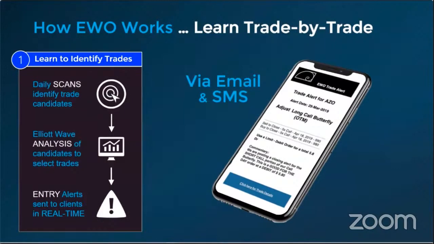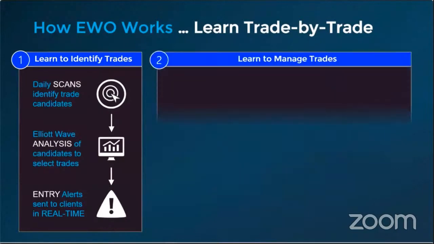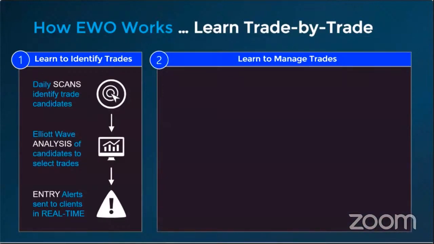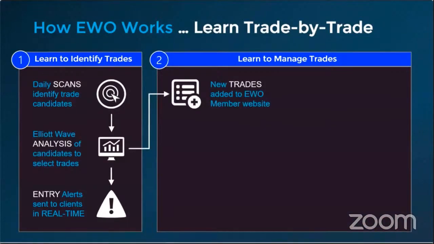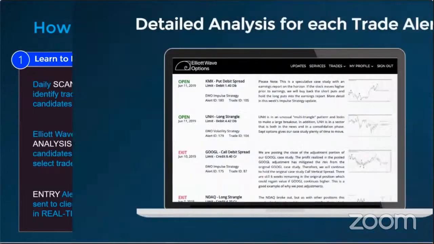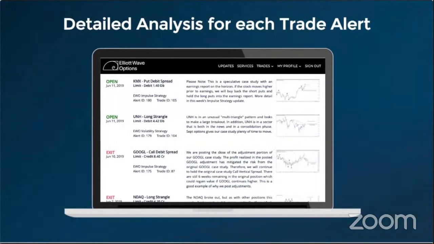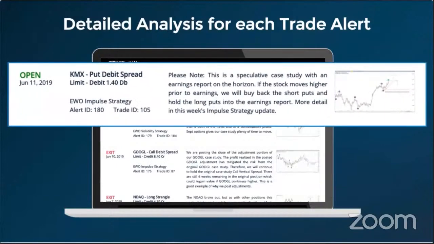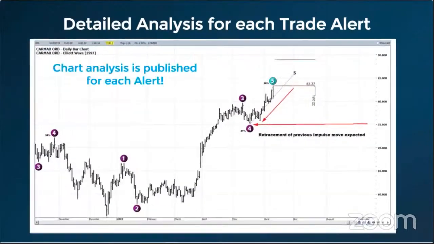Now, there's a lot of alert services out there that send out entry alerts, but we take things a step further. We teach you how to actually manage trades. All of our new trades are added to the Elliott Wave Options member website. Here's an example of exactly what the detailed analysis looks like for every single trade alert that's sent out. All of this pertinent information is listed right there on the website for you. The opening, the date, the strategy, the stock symbol, which portfolio it was in, a note that goes along with the alert when it's sent out, and a graph.